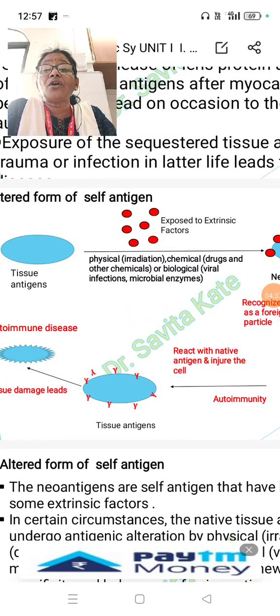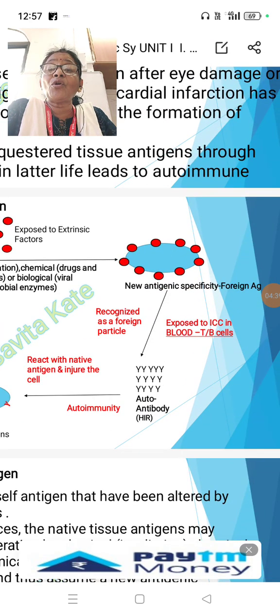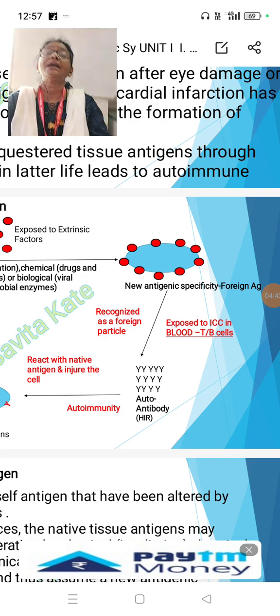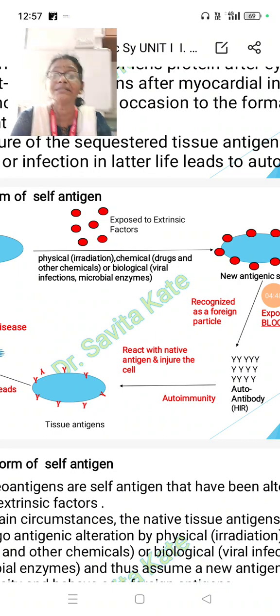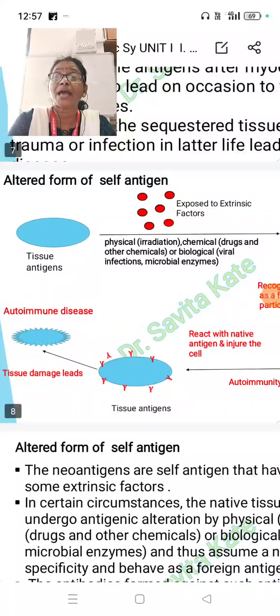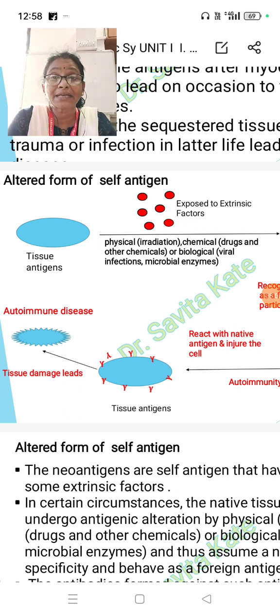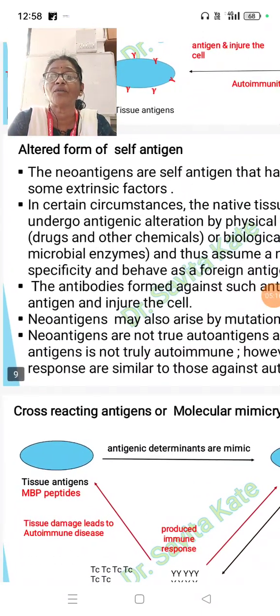Once our normal proteins are changed, the changed protein is recognized by our immunocompetent cells as a foreign one and they start to produce the immune response, and that immune response attacks the tissue antigen. Once the tissue antigen is attacked, tissue damage starts, and that damage turns into the disease. Again, this disease is not caused by bacteria and fungi, it is by autoimmunity, and that's why we refer to such a disorder as an autoimmune disease. This is the second mechanism of autoimmune diseases. First is the hidden sequestered nature of antigen, second is the altered form of self antigen.